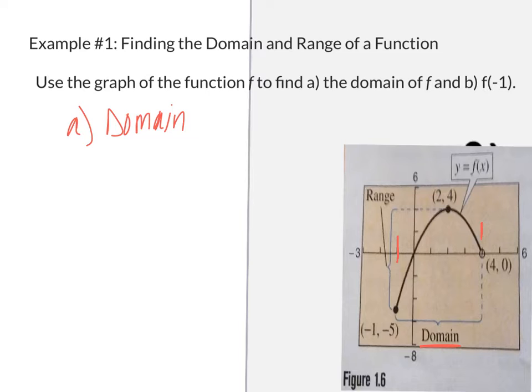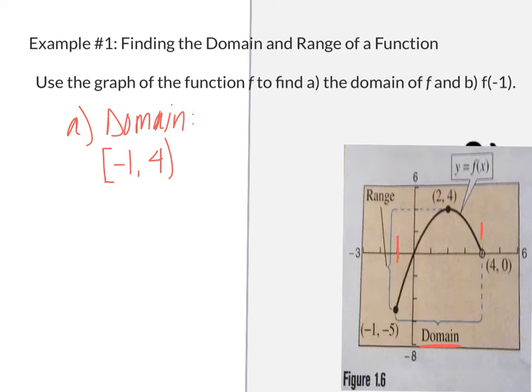So our domain for this one, depending on which notation we're going to use, let's use interval notation first because it's a little bit easier to talk about. It would be from using a bracket, -1 up to 4, parentheses. Brackets mean closed dots, parentheses mean open.